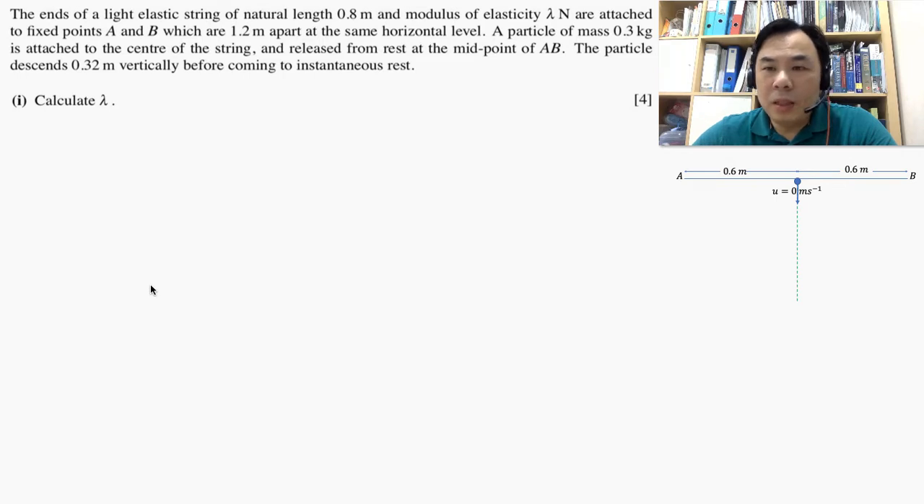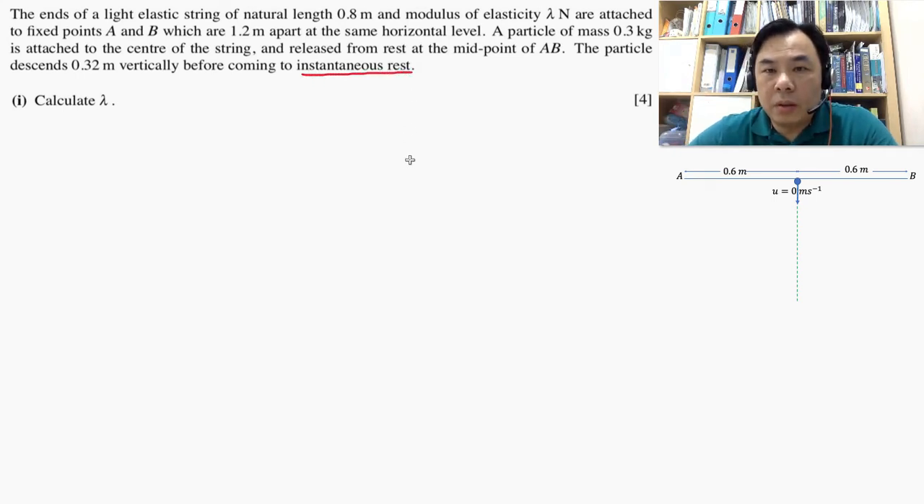Now, we're going to release the particle in this case, and then it's going to fall, of course. Right now, the particle descends 0.32 meter vertically before coming to instantaneous rest. Now, that's the keyword here.